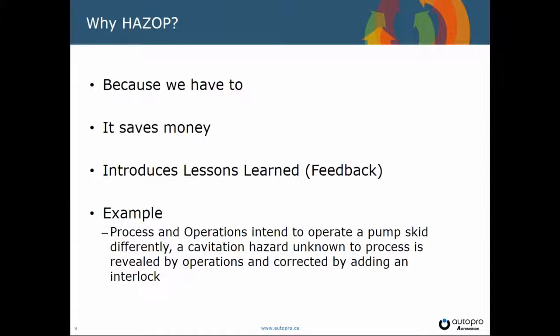For example, in engineering, we put out a pump skid and figure that we're going to operate it a certain way, and the operators have a different way of operating it. And it could cause a cavitation hazard. So through the discussion and through the CHAZOP, we can identify that through feedback from the operators, and be able to correct the design, to be able to give the operators what they want and what they need to operate efficiently and effectively, without causing or creating a risk to themselves or the facility.